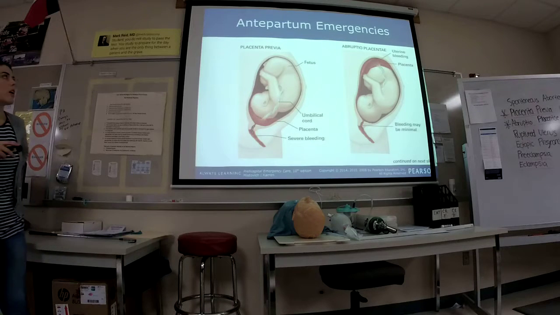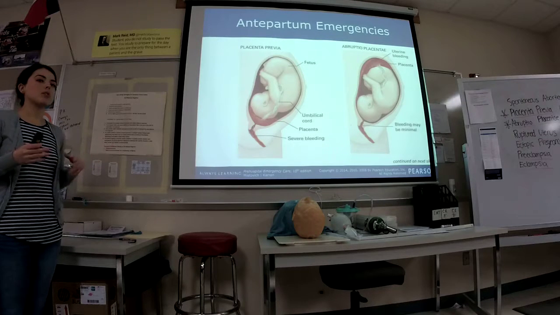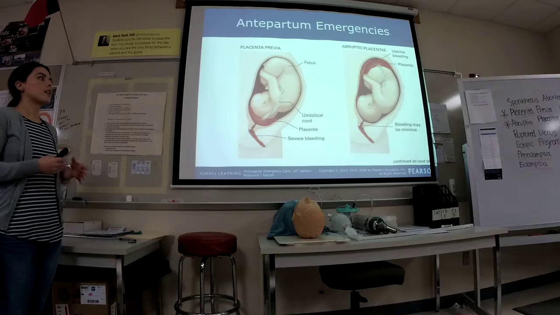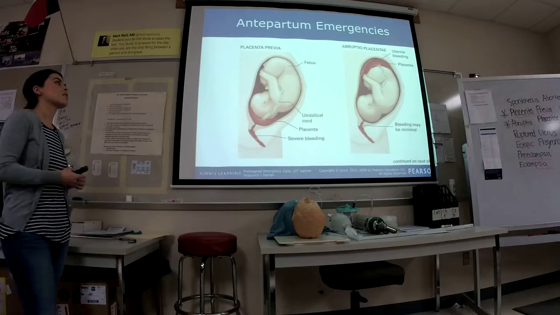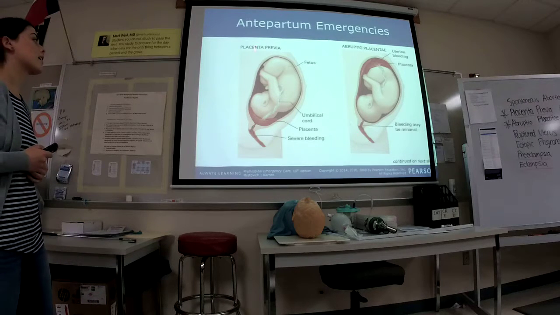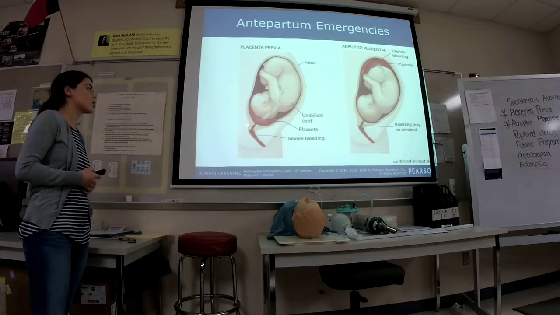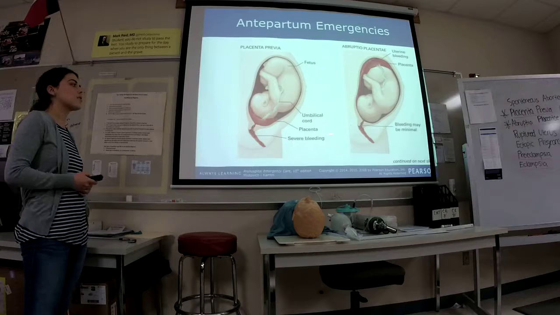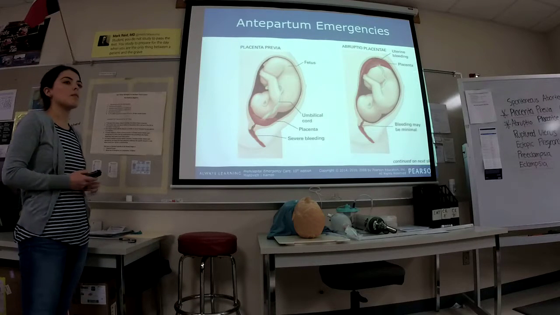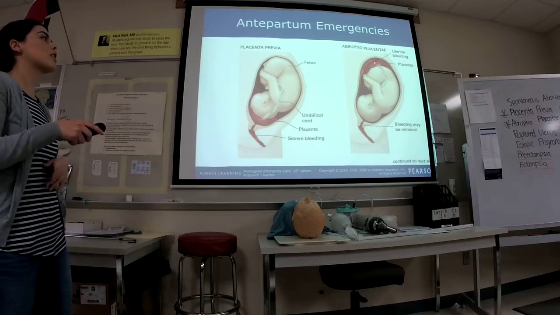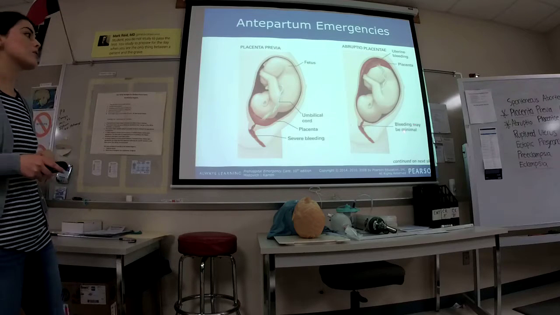These two emergencies are very similar. They sound the same, but we're going to talk about them both at the same time because they happen in different ways but have the same symptoms and side effects. Placenta previa is when the placenta is attached near the cervix, as you can see in this picture. There's going to be severe bleeding. With abruptio placentae, there's a lot of bleeding surrounding the uterus, which causes the placenta to detach itself, and in this case the bleeding is going to be minimal.